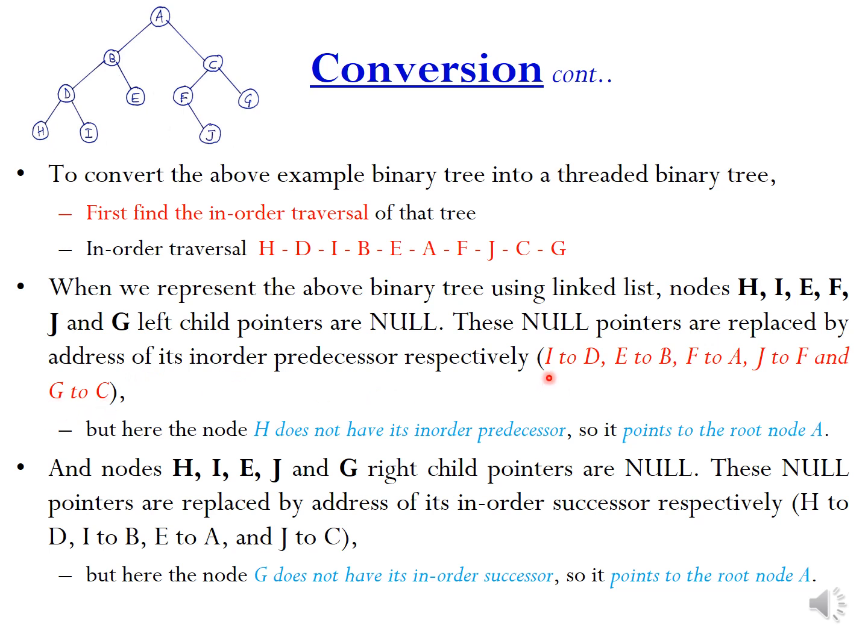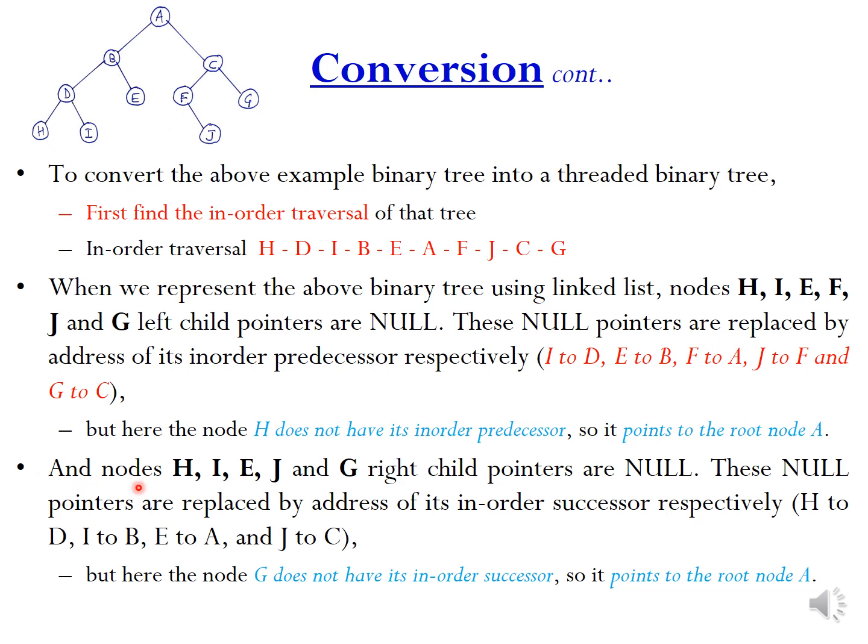So the left pointers of I, E, F, J, and G can be used to point to the in-order predecessor. But the node H does not have an in-order predecessor, as we can see from this diagram, so it points to the root node, or with the concept of the dummy node, it will point to the dummy node.